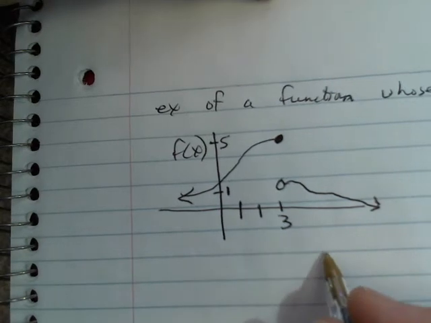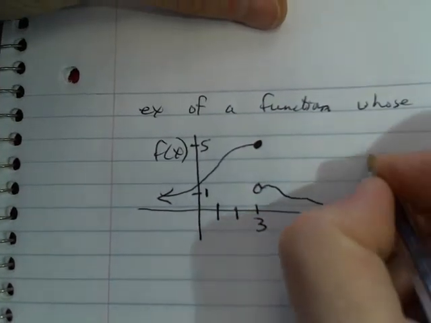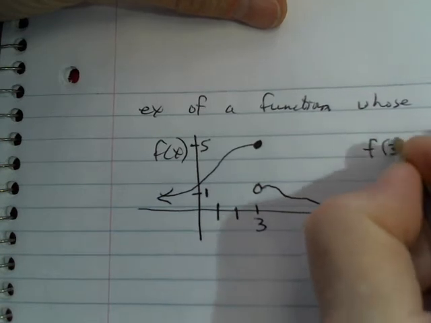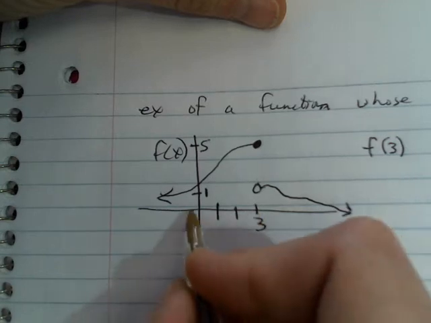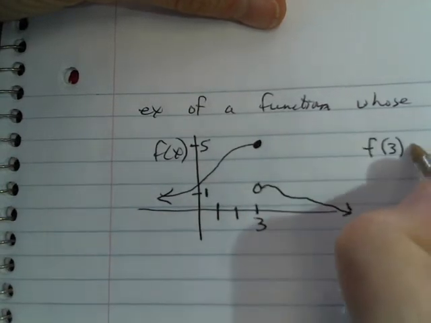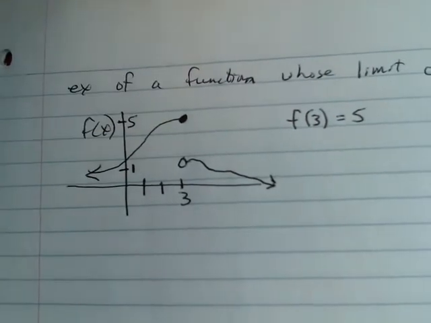So we can evaluate this in many different ways. Let's say we want to find what is f of 3. What that means is when x equals 3, what does y equal? Well, when x equals 3, y equals 5, right there, because it's the closed-in circle. f of 3 is equal to 5.